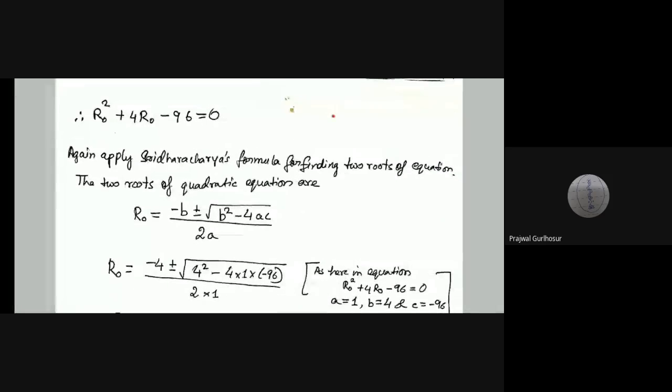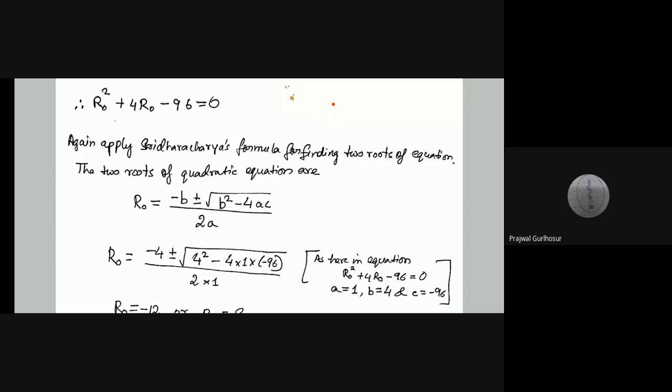It basically becomes a quadratic equation in R naught. For solving R naught, you apply the Sridharacharya's formula or the perfect square method to find the two roots of the equation. So R naught equals, applying that formula, minus b plus minus square root of b square minus 4ac, divided by 2a. Here in this equation, R naught square plus 4 R naught minus 96 equals 0.